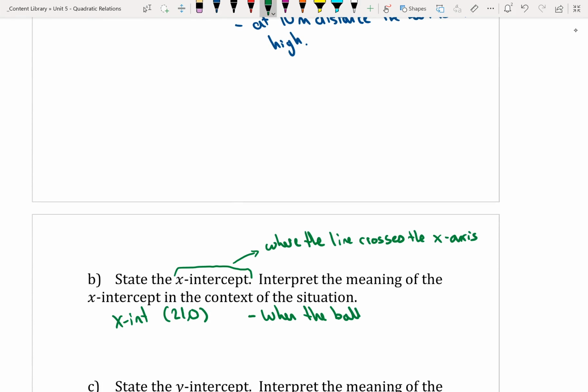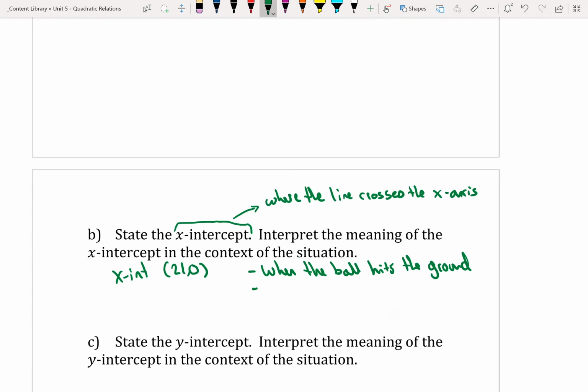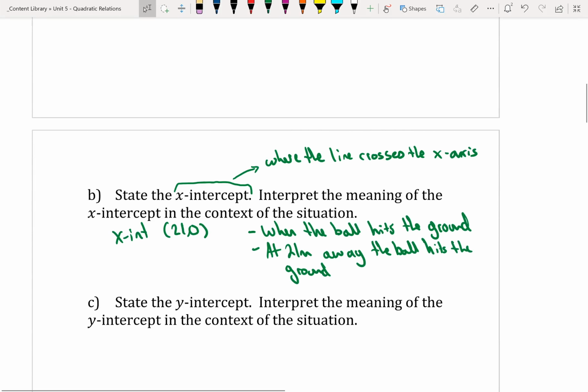So when the ball hits the ground, again, we can get more technical and just say at 21 meters away, the ball hits the ground. So again, using the specific numbers from our point.